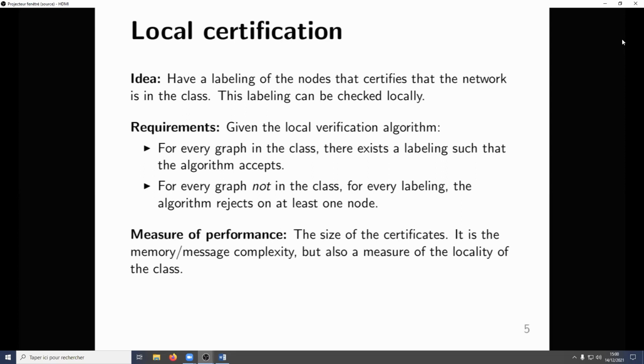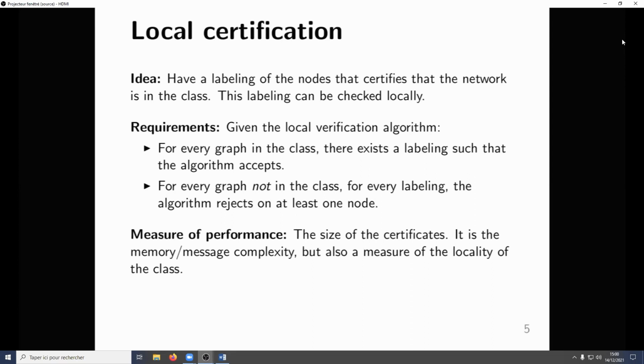It means that if you have an adversary that chooses the labels for you, so an adversary that is trying to convince the network that the network has the right property, then it's not possible to fool all the nodes. There will always be a node to say, this is supposed to certify that I have a tree, but actually it's not possible. It doesn't match, I reject. Okay, so these are the requirements that we have.